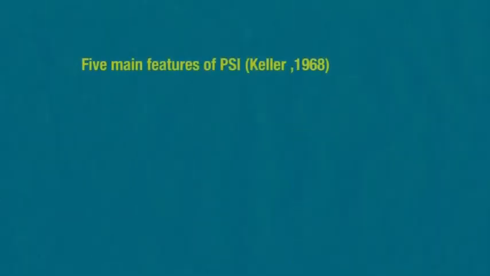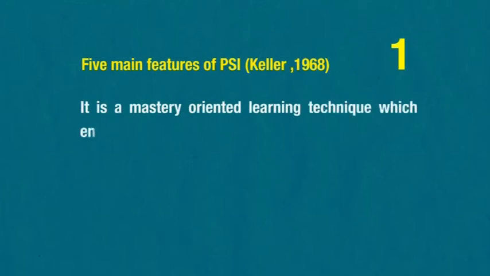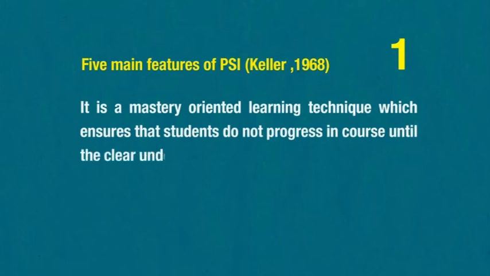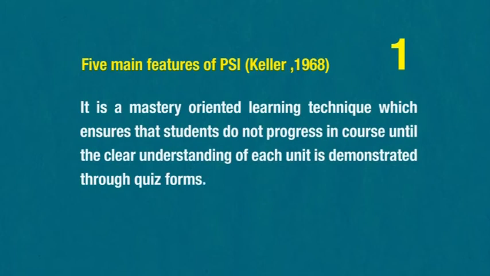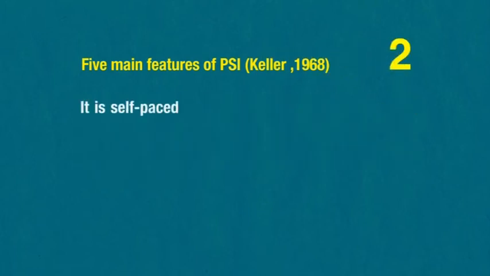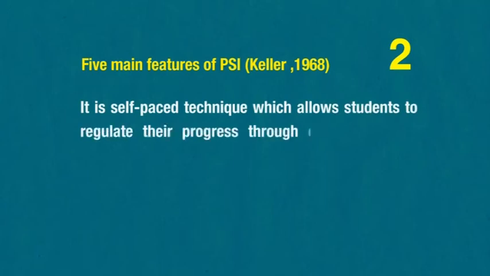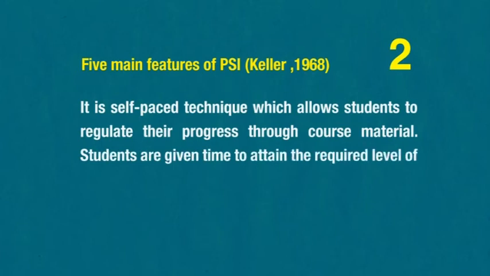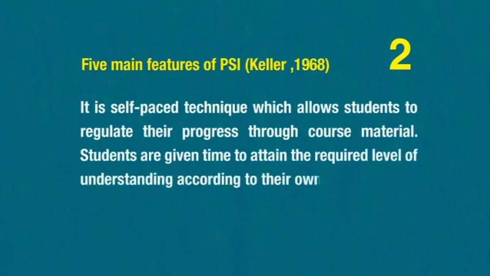Keller identified five main features of PSI, which are: first, it is a mastery-oriented learning technique which ensures that students don't progress in the course until a clear understanding of each unit is demonstrated through quiz forms. Second, it is a self-paced technique which allows students to regulate their progress through course material. Students are given time to attain the required level of understanding according to their own speed.